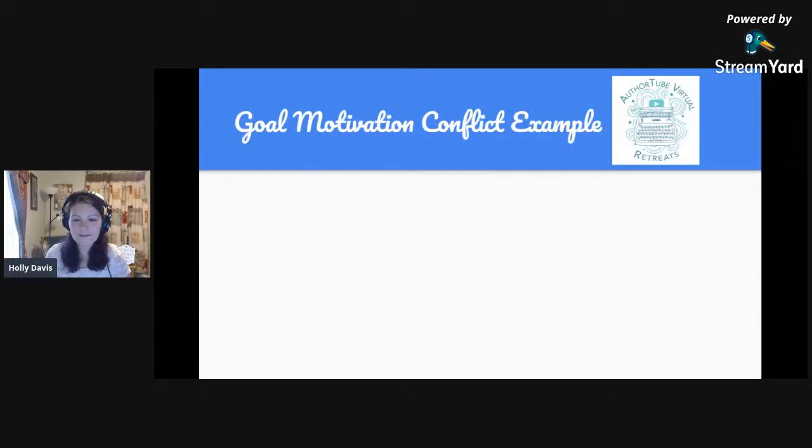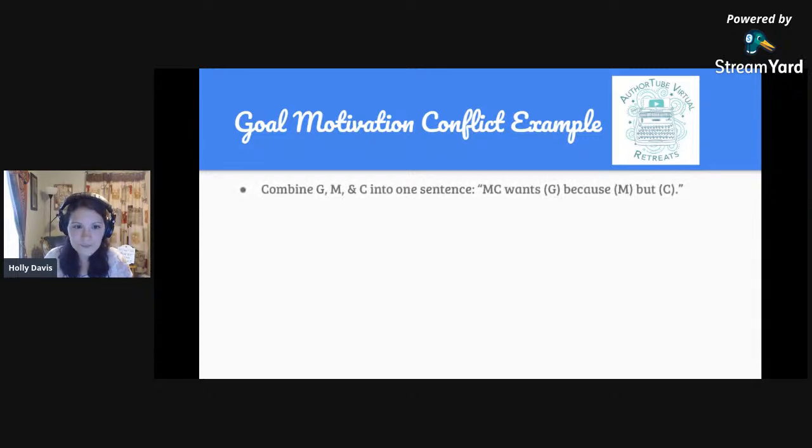Okay, so I wanted to dive a little deeper into the goal motivation conflict method and give you guys an example. The goal motivation conflict can be both external and internal, and they line up with one another along the course of the novel. Then you can combine the GMC into one sentence: the main character wants this goal because of this motivation, but they can't because of this conflict.